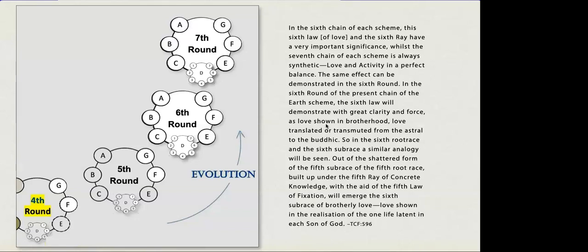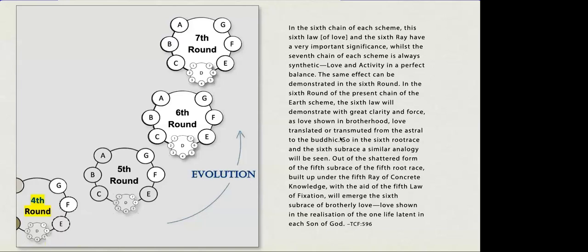Thanks, Greg. So you get some idea of what actually goes on during this 6th cycle, wherever it takes place, which is love demonstrates as brotherhood. It's love translated or transmuted from the astral to the Buddhic. That's a huge thing. It moves us from an emotionally polarized race, which even in this 5th root race, humanity is still largely emotionally polarized.